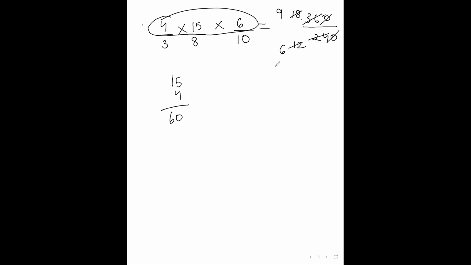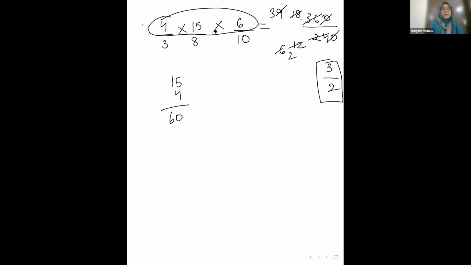Is 9 by 6 the simplest form? No, it's not. Oh wait, we can do it by 3. How much will it be then? 3 and 2. Very good. So the final answer is 3 by 2. Okay.